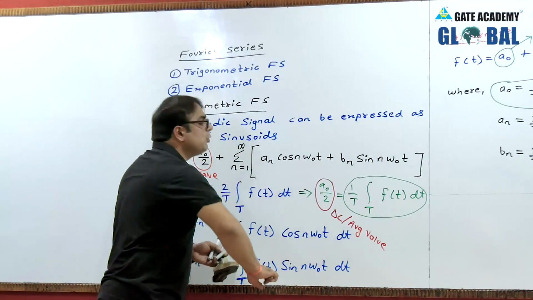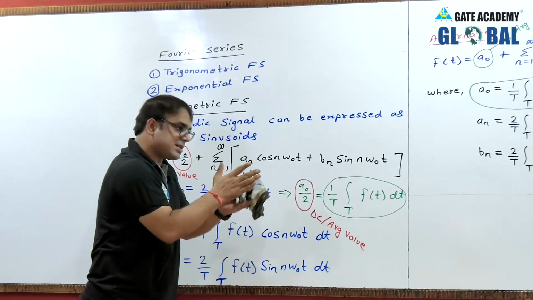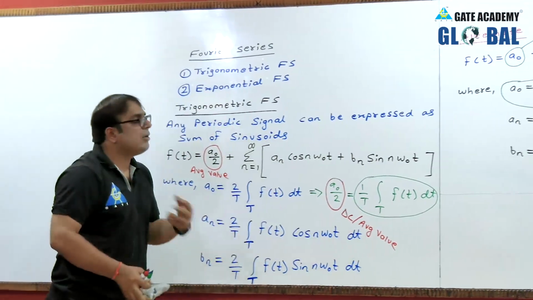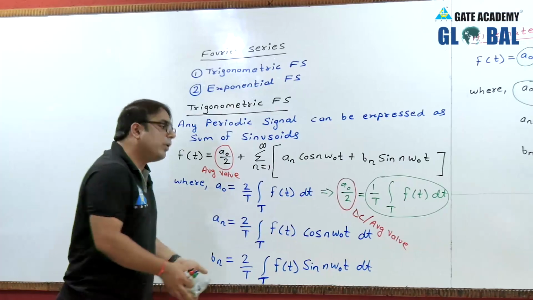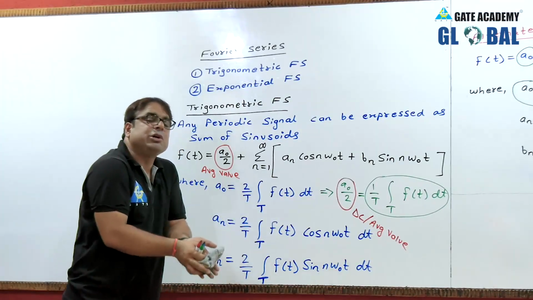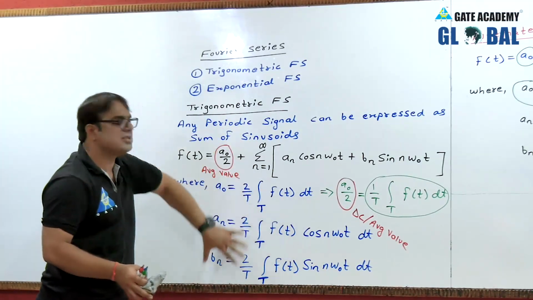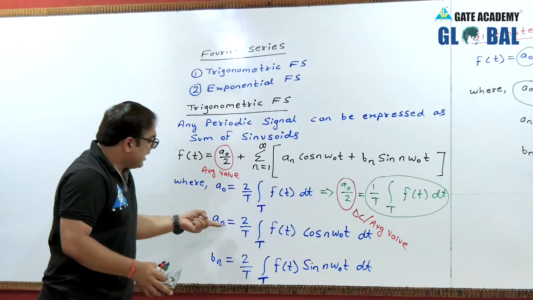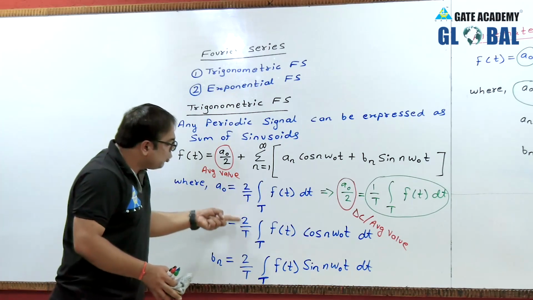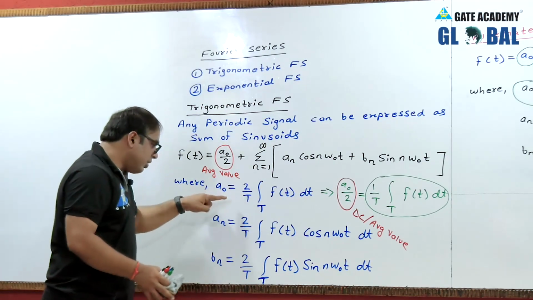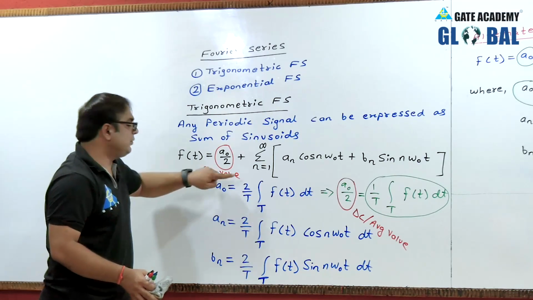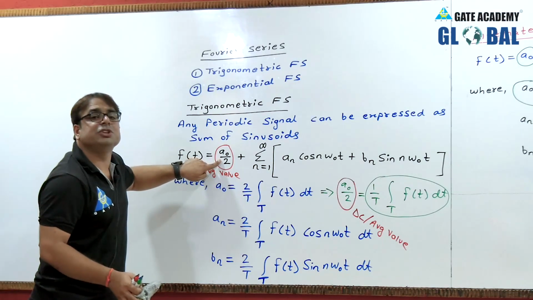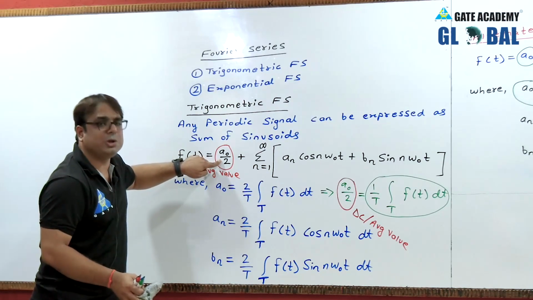See, I have shown you both the things just so that you should not at all be confused. So finally, what I am going to use in the further questions is this concept only. Because I have already given you the simple reason: if an and bn are having 2 by T in their expression, I want a naught also to have 2 upon T in its expression. For this, at this position, I should write a naught by 2.